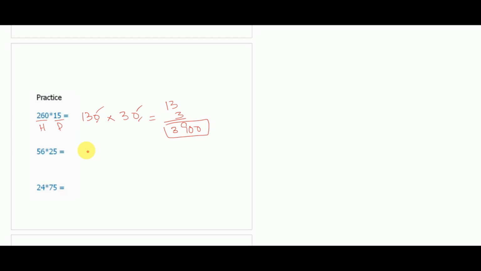Let's move on. We have 56 and 25. When we halve 56 and double 25, we get 28 multiplied by 50. Once again, we put the 0 in reserve and multiply 28 by 5, and what we get is 140, so our answer is 1400. All right, now pause the video and try to solve this last question.